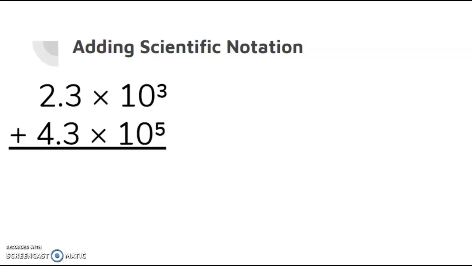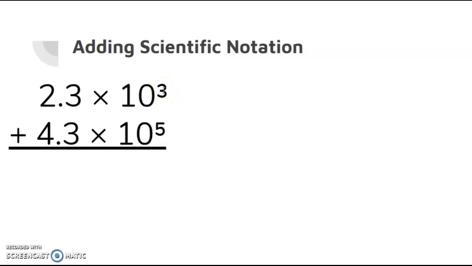So our first question is 2.3 times 10 to the third plus 4.3 times 10 to the fifth power. Right now the powers are not the same. We have a power of 3 and we have a power of 5. They are not the same, so we cannot add these numbers together. Our goal is to add these together. So we either need to change this 5 to a 3 or turn this 3 into a 5.